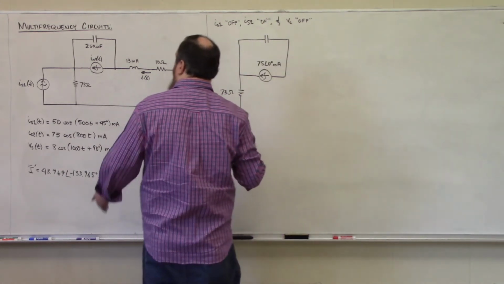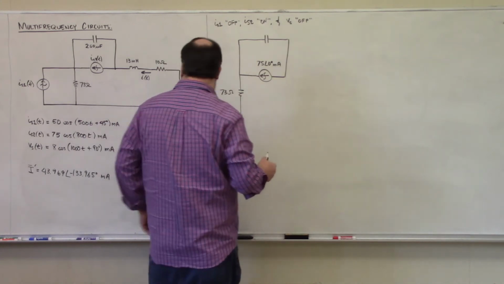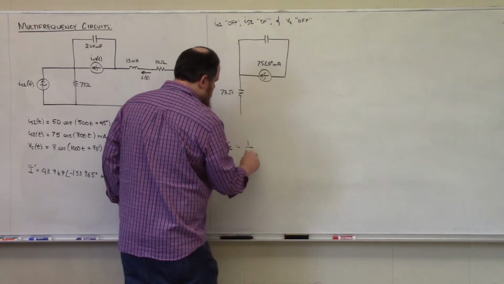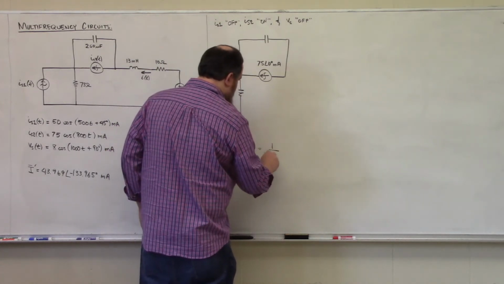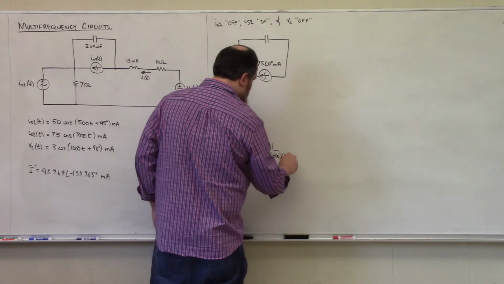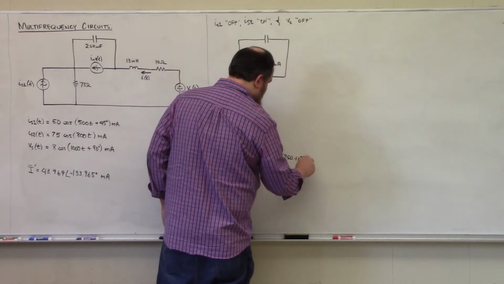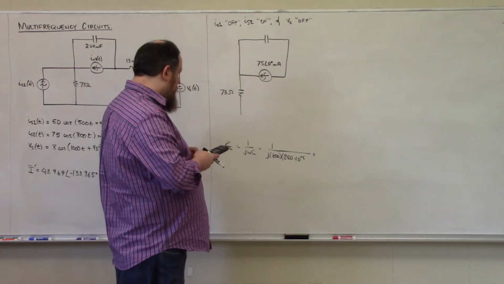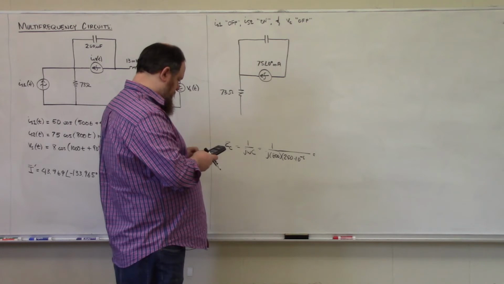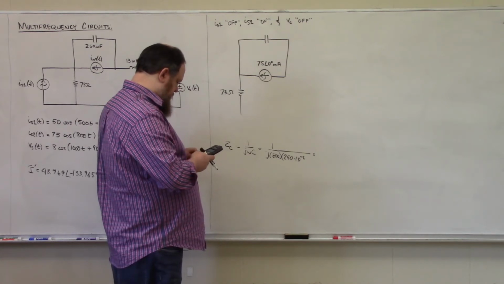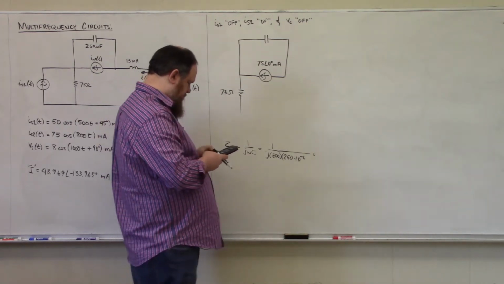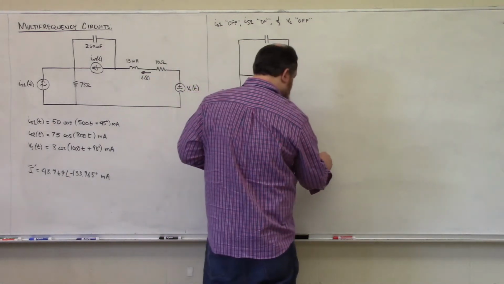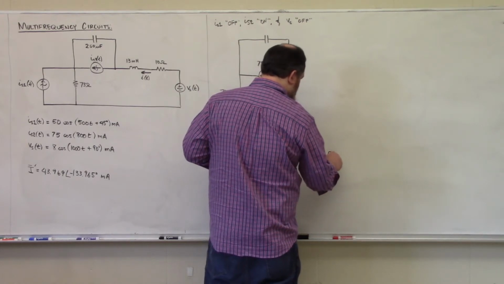The impedance of my capacitor at a frequency of 800 radians per second will be ZC is equal to 1 over J omega C. It's 1 over J 800, 250 times 10 to the minus 6. Excuse me, that is negative J5 ohms.